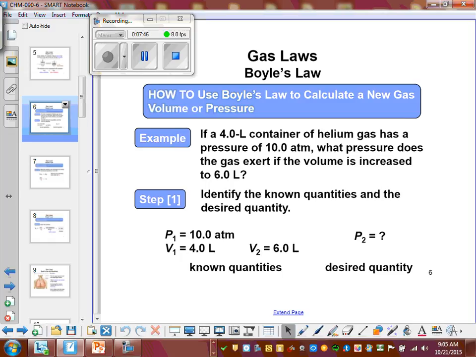So in this example, we have a 4-liter container of helium, has a pressure of 10 atmospheres. What pressure does the gas exert if the volume is increased to 6 liters? So the key to doing these problems is, once again, pulling out the information. What is the initial pressure? 10 atmospheres. What's the initial volume? 4 liters. What's the final volume? 6 liters. What we are looking for is the second pressure.